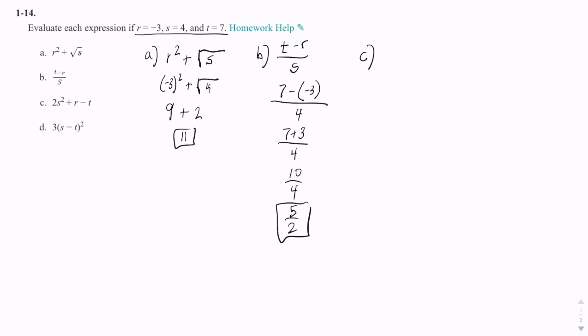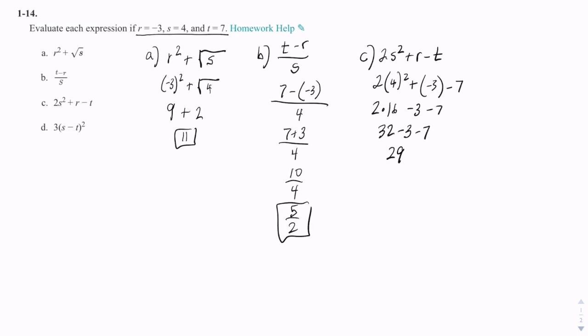For C, we have 2S squared plus R minus T. Again, I'm going to substitute, not do anything else. S is 4, so that's 2 times 4 squared, plus R, which is -3, minus T, which is 7. So I get 2 times 4 squared is 16, plus negative, that's -3, minus 7. So 2 times 16 is 32, minus 3, minus 7. 32 minus 3 is 29, right? Minus 7. 29 minus 7 is 22, right? 22.